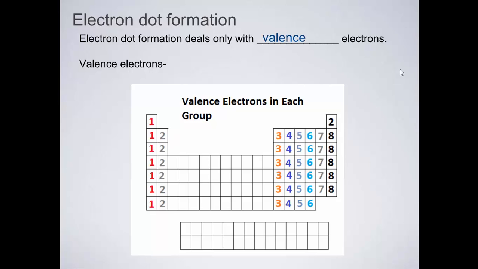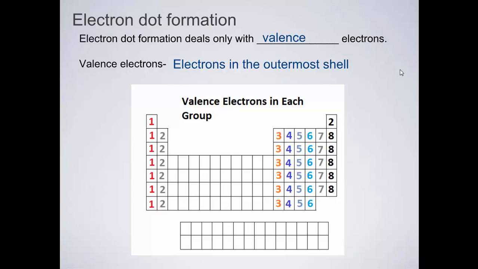What are valence electrons? Remind me, have we defined them yet? What are the most important electrons in an atom that dictate how it interacts with other atoms? Well, the outermost level. And that's what we call valence electrons. The electrons in the outermost level of an atom are called valence electrons.